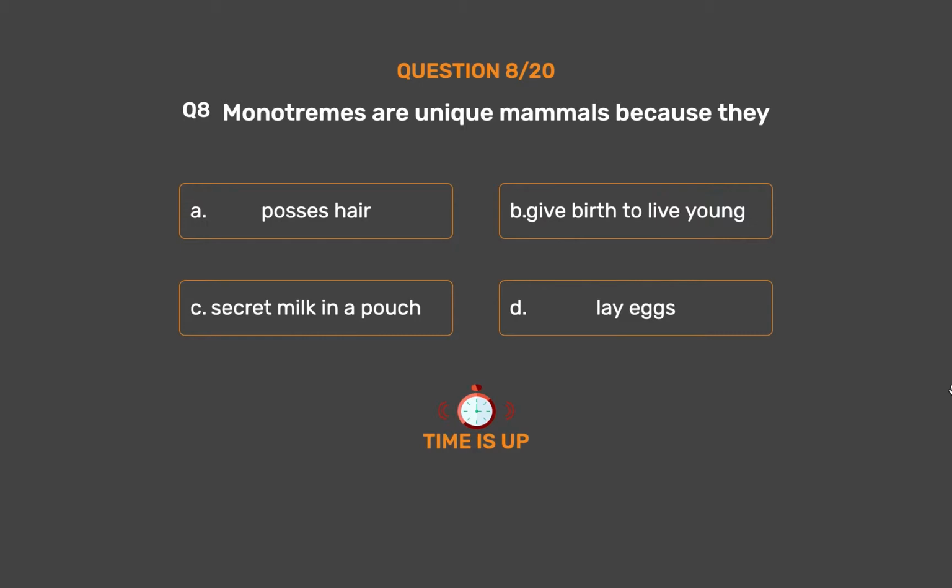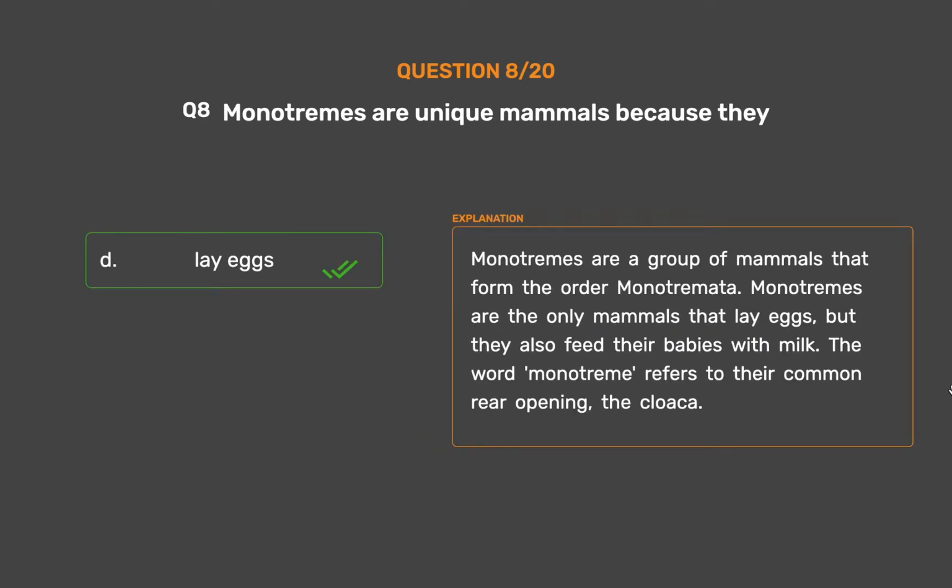The correct answer is Option D. Lay eggs. Monotremes are a group of mammals that form the order Monotremata. Monotremes are the only mammals that lay eggs, but they also feed their babies with milk. The word monotreme refers to their common rear opening, the cloaca.